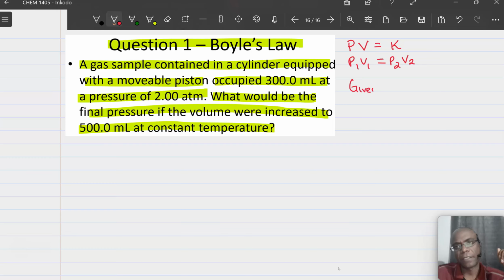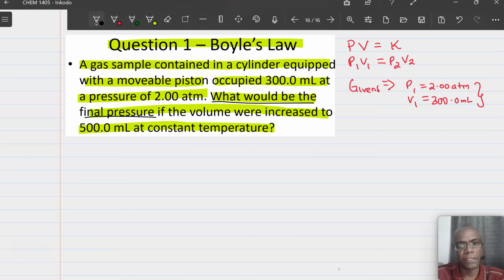And then I come down here and I list the givens. What am I given? I'm given P1 to be 2 atmospheres, and V1 to be 300.0 ml. So these are my initials. The question asks what the final pressure will be if the volume were increased, so I'm given V2 as 500 ml. What will be the final pressure? P2, I don't know. That's what is needed.